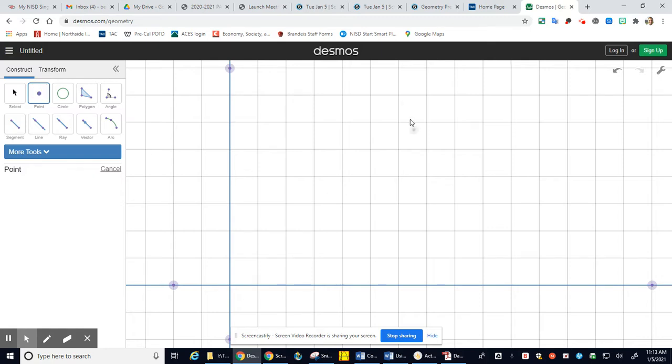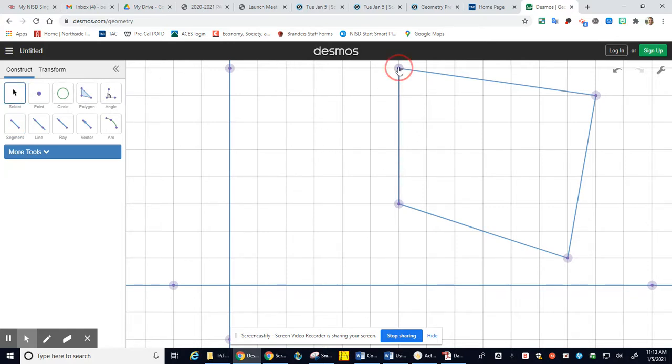So what we're going to do is put some points on here. Let's make a quadrilateral. Here we go. That's some random quadrilateral. We're going to connect each of these points with some segments. I do it this way because I do not want the polygon to be shaded. If you use the polygon tool, it will be shaded.